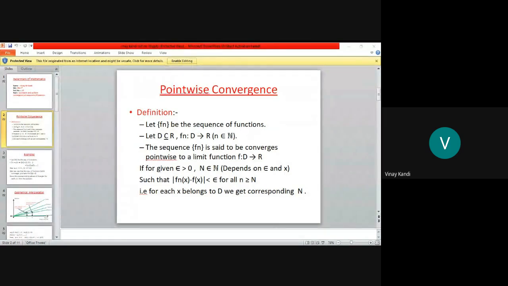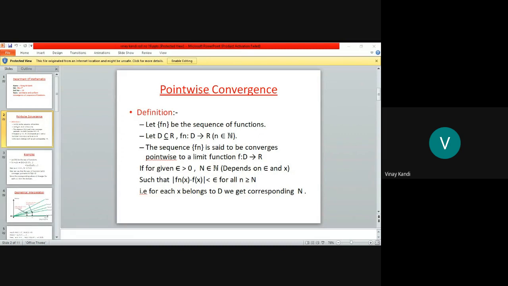If I take the point x1, look at here: the small n, the value of small n, is different. For x1 the small n value will be 3, and for x2 the small n value will be 4, such that this condition holds: mod of fn of x minus f of x is less than epsilon.